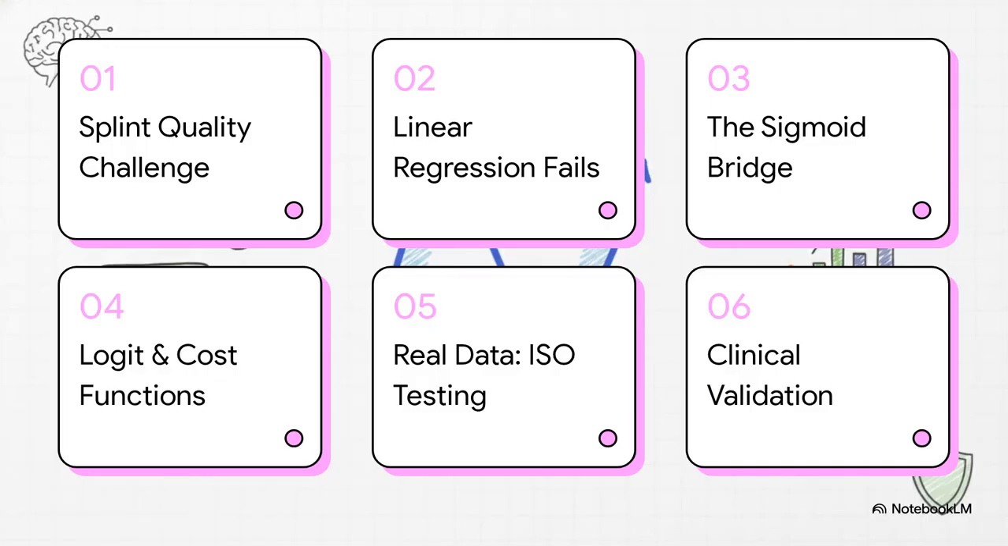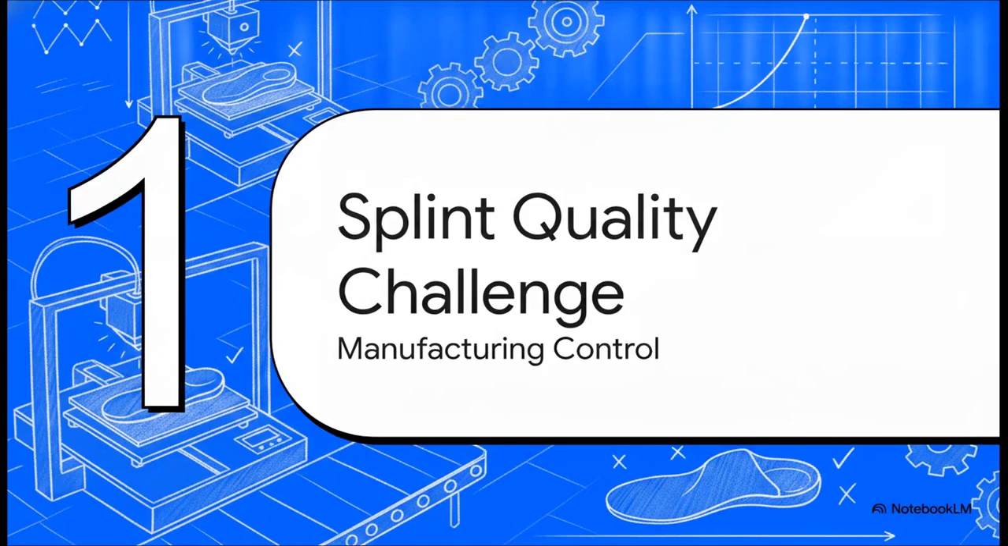Okay, let's quickly run through today's syllabus. We're covering the splint quality challenge, why a linear regression fails us, the mathematical sigmoid bridge, logit and cost functions, real data from ISO testing, and finally, clinical validation. We're following the Kolb cycle today to really bridge that gap between our tangible startup problems and deep mathematical theory. Let's jump right in. Part 1, the splint quality challenge.